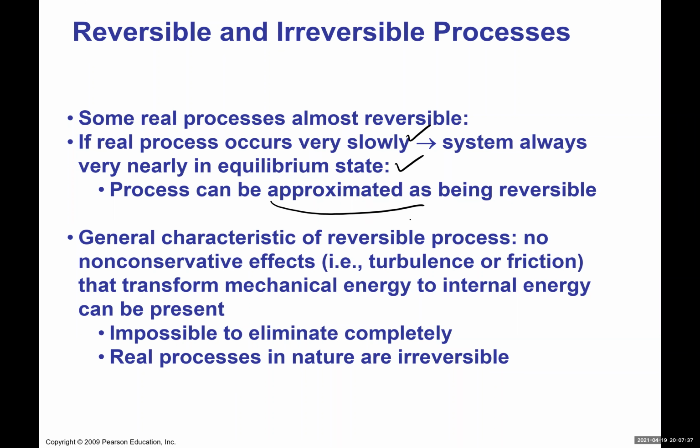Now, the general characteristic of a reversible process, again, is that there are no non-conservative effects. Why is the work done, for example, not the same as the amount of heat removed? Because of some kind of friction. That means when you do work, some of that work goes into heating up the surface of the container, the walls of the container, and things like that. So there are always non-conservative effects, turbulence, friction, that transform mechanical energy to internal energy, and most of the time it is impossible to eliminate them completely. That's why real processes in nature are irreversible. There is no such thing as a frictionless surface or frictionless walls. So your system will always include some kind of non-conservative effect, as small as it is, that will make your process irreversible.